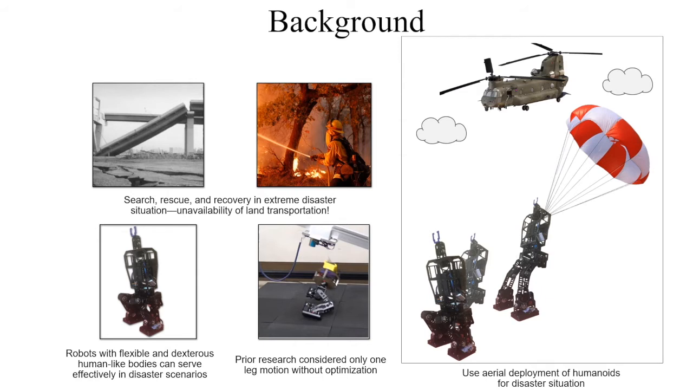We may consider delivering a humanoid to a disaster site like a paratrooper. One of the critical problems for aerial deployment is how to reduce the land impact on humanoid, since it may damage its key components such as sensors or computation unit mounted on the torso. Prior research on parachute landing with humanoid considered only one leg motion, without optimization. To further reduce the impact, we propose to use a differential dynamic programming method for landing optimization in a humanoid.